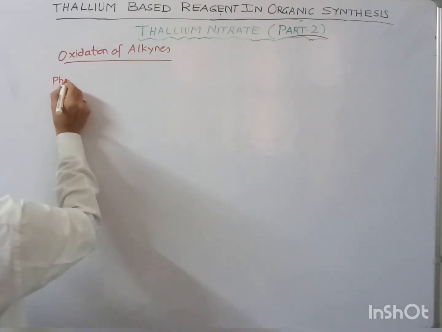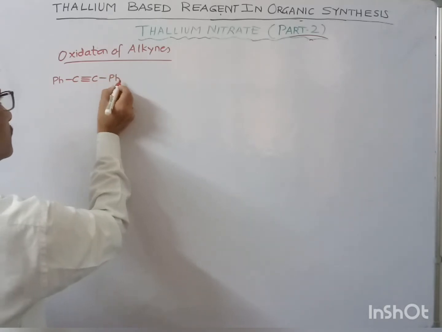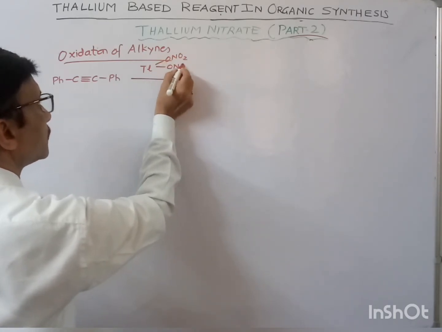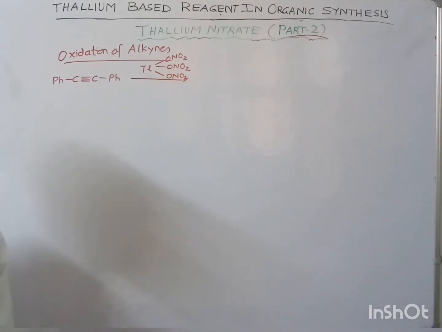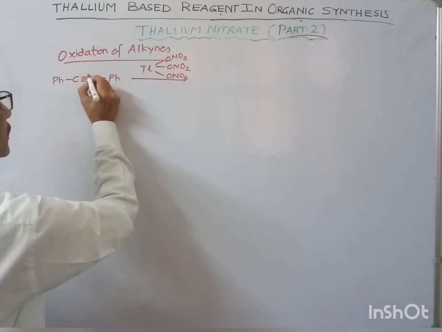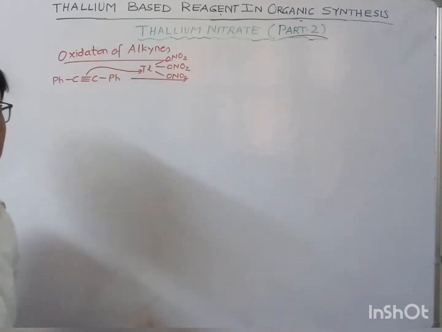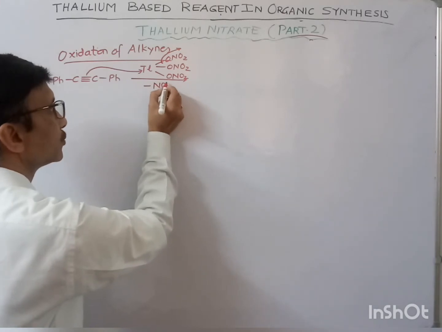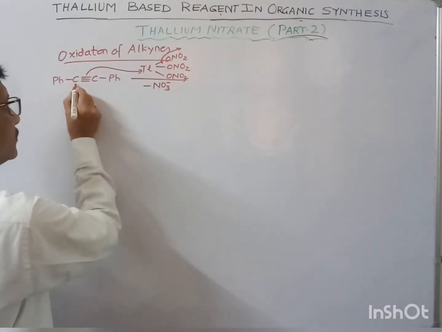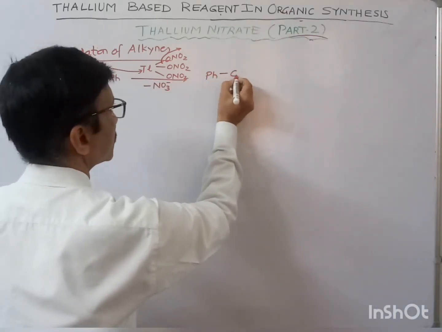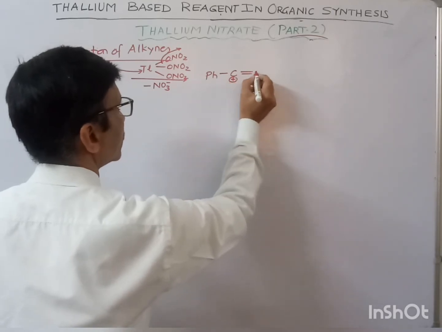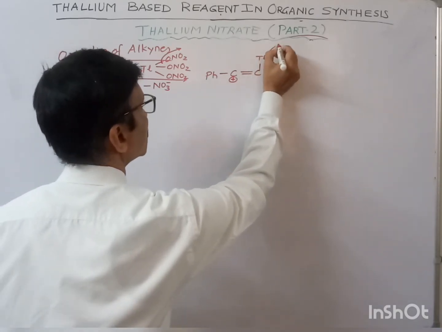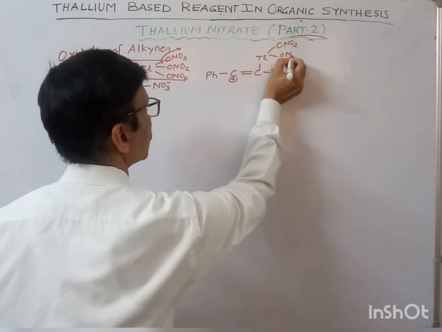So take one of the alkynes, and we have thallium trinitrate. Okay. So here one of this pi bond acts as a nucleophile and will attack over this electrophilic center. Nitrate group will leave out, NO3 minus. Now a positive charge will be created over here, and a carbon thallium bond will get formed, and two nitrate groups are left over here.